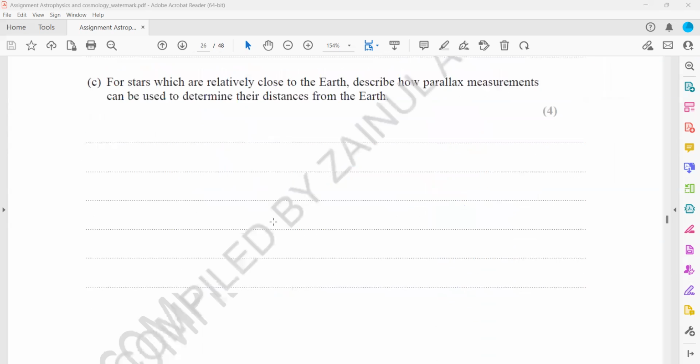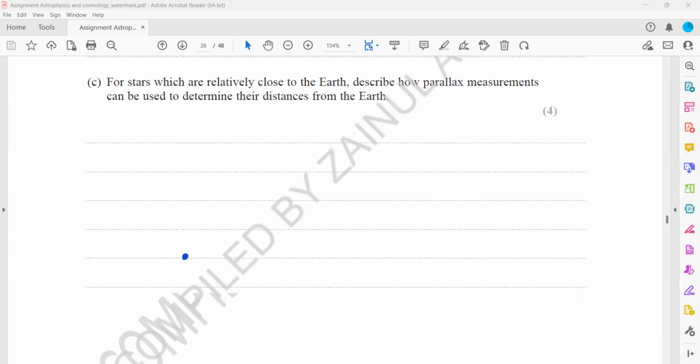For the stars which are relatively closer to the Earth, describe how a parallax measurement can be used to determine their distances. For the parallax measurement, you should draw as well, because you can obtain even full marks if you draw a suitably annotated diagram. If your diagram is suitable and correct, you will score the marks.